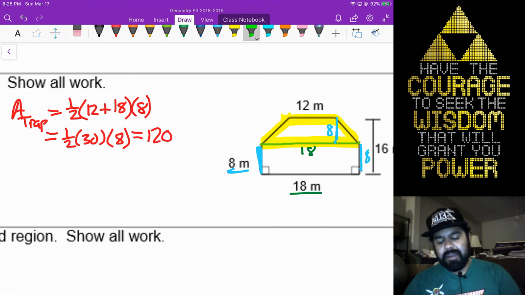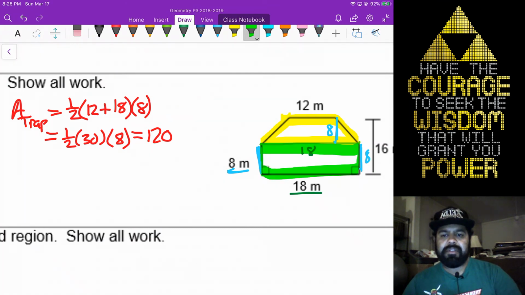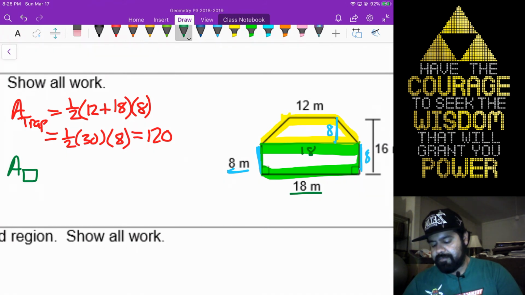Now we have our bottom figure, which is our rectangle. Let me look on the computer real quick. Yeah, that's fine. You guys can see that. Right, so now the area of our rectangle, that's just going to be base times height, so 18 times 8. I don't have any way around this.